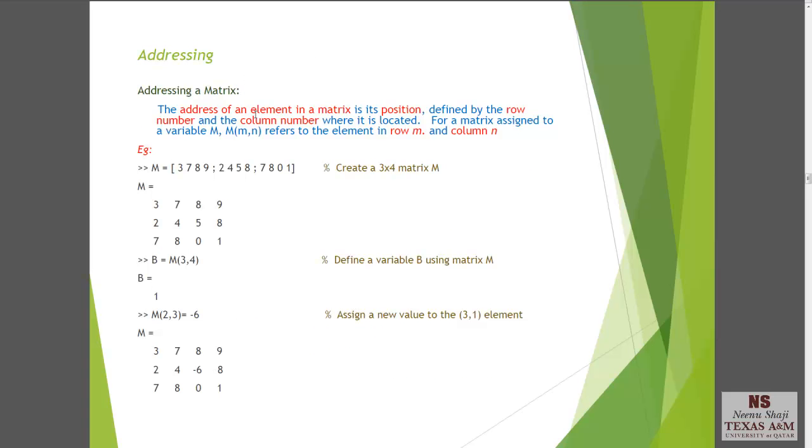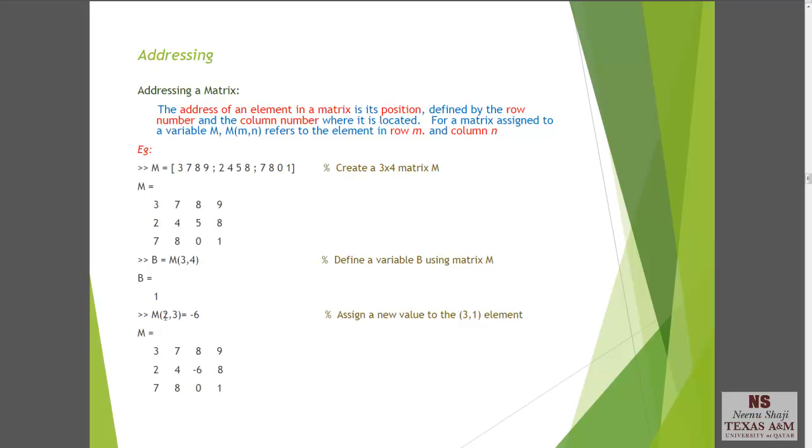Addressing a matrix. The address of an element in a matrix is its position, defined by the row number and the column number where it is located. For a matrix assigned to a variable M, M of m, n refers to the element in row m and column n. We have a matrix here, capital M. B equal M of 3, 4 refers to the element in the third row and the fourth column, which is 1.